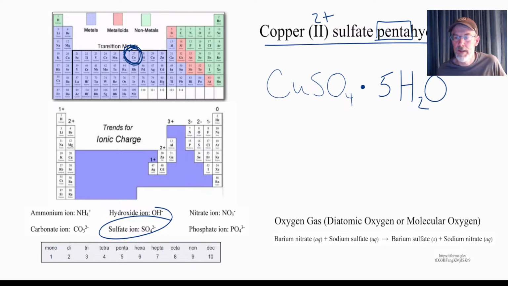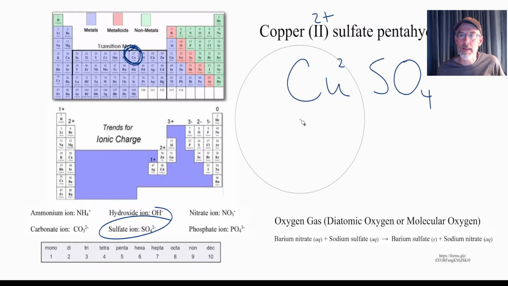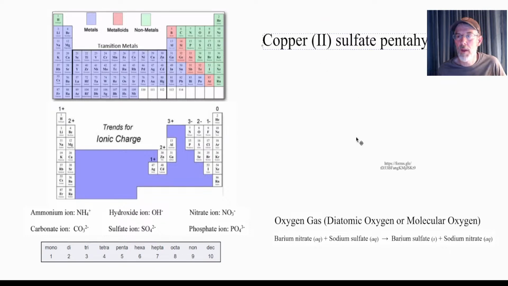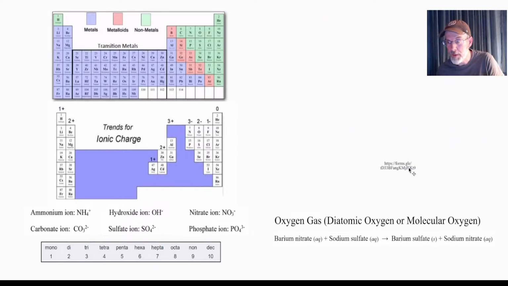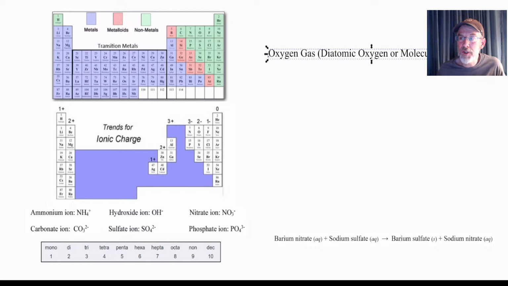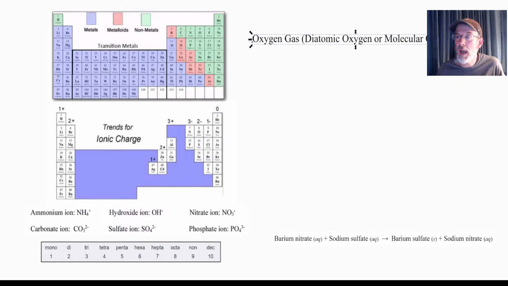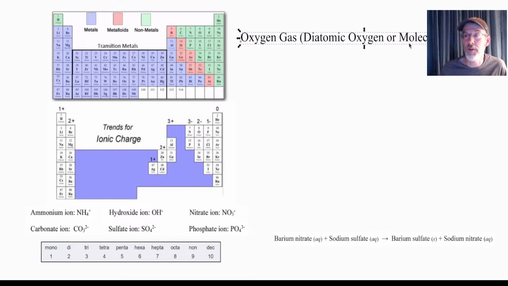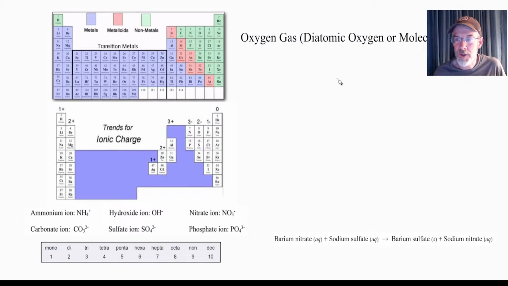All right, let's do one that you'll probably end up seeing a lot in chemistry, and for some reason students, this just kind of messes them up. Let's put it up here. It's called oxygen gas. So when you see oxygen gas, sometimes it's called diatomic oxygen or molecular oxygen. It is just O2.